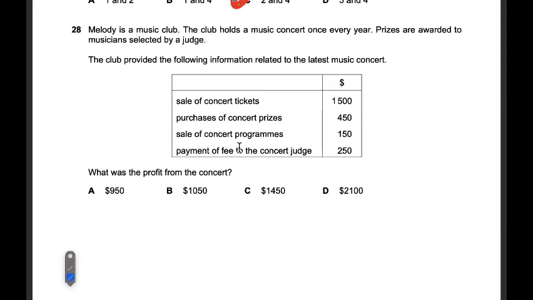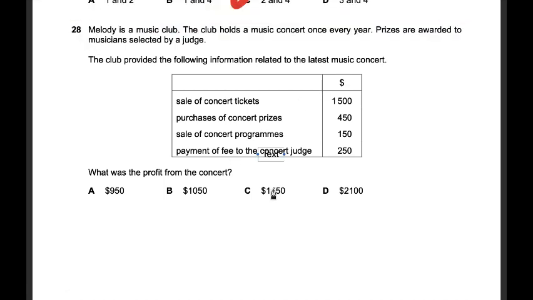Question 28. Melody is a music club. The club holds a music concert once every year. Prizes are awarded to musicians selected by a judge. The club provided the following information related to the music concert: sale of concert tickets, purchase of concert prizes, sale of concert programs, payment of fee to the concert judge.